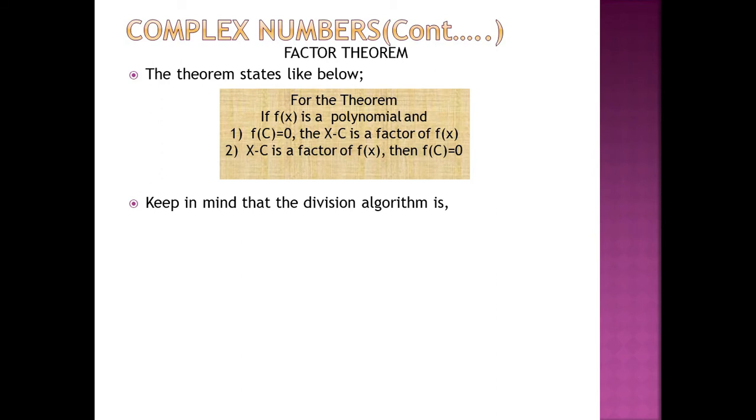The theorem states like this. If f of x is a polynomial, then number 1: if f of c is 0, then x minus c is a factor of f of x. Number 2: if x minus c is a factor of f of x, then f of c is 0.